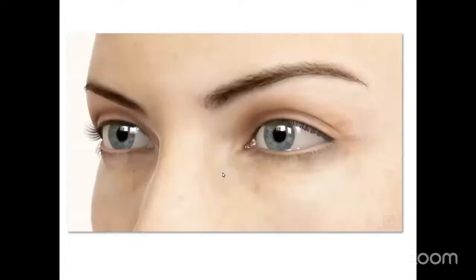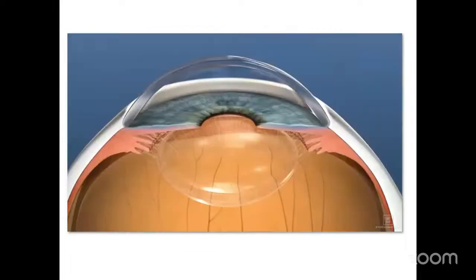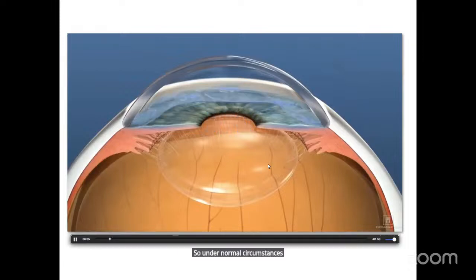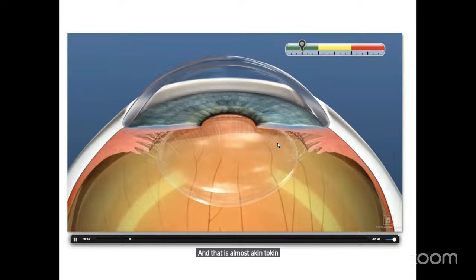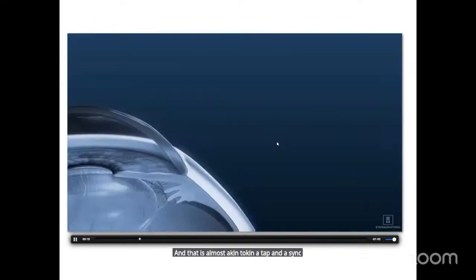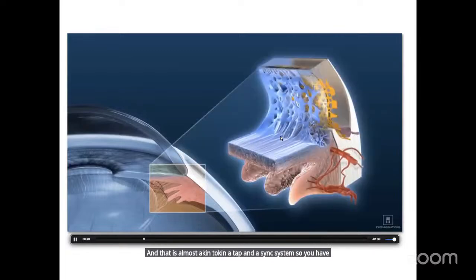So this is a video illustration of glaucoma. So under normal circumstances, fluid is produced in the eye and drains out of the eye through the drainage system. And that is almost akin to a tap and a sink system. So you have fluid produced by the tap.